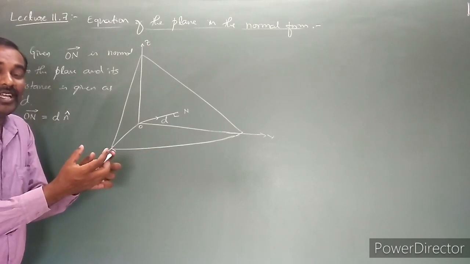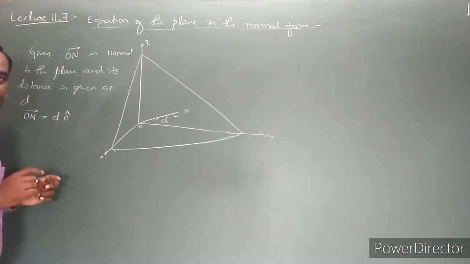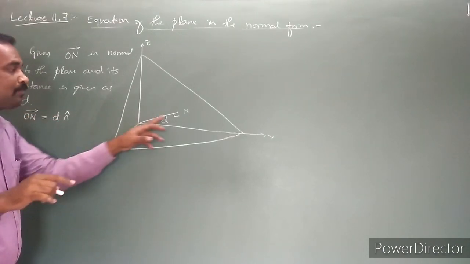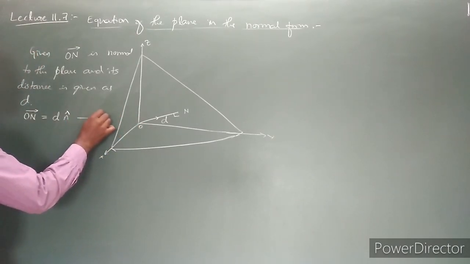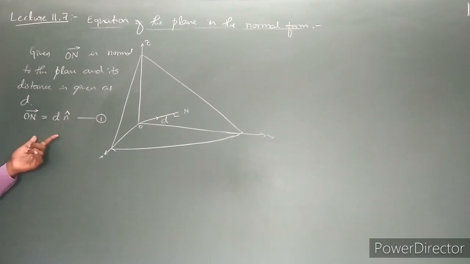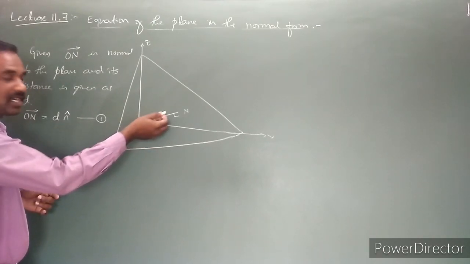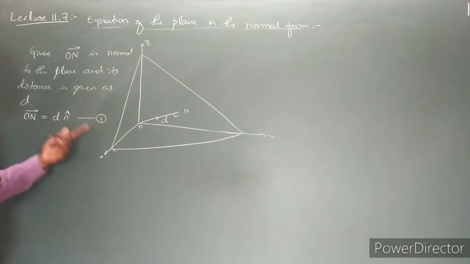D is nothing but the length, the distance, in which direction? Unit vector n cap. This is the direction. N cap denotes the direction of the ON vector, or the direction of the distance. Call this equation number 1. Did people get it? ON is this vector, in the n cap direction, and d is the distance.